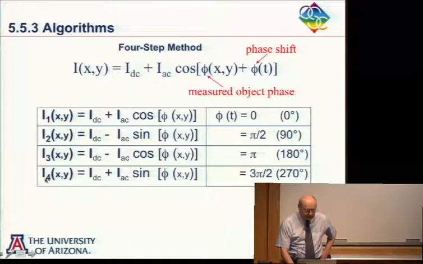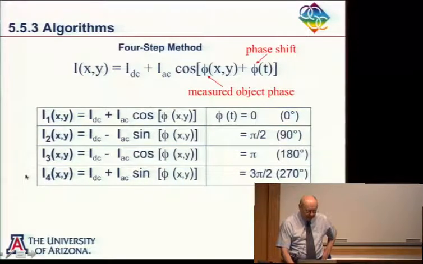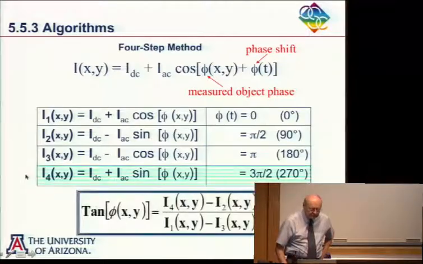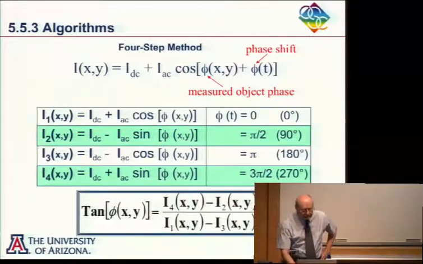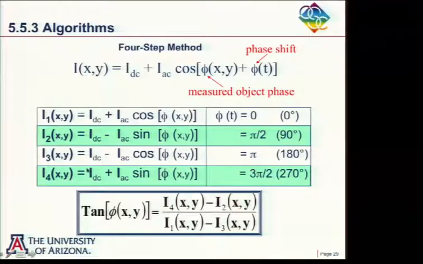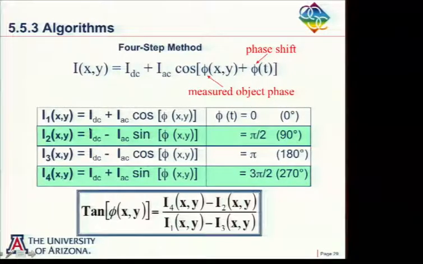So now this minus cosine becomes a plus sine. Again, this falls on our detector array, and we'll read that out and store it in memory. Now, for each detector point, I'm going to find the difference between I4 and I2. So the I sub DC's cancel, and I'm left with 2 I sub AC sine of the phase. And downstairs, I1 minus I3: I sub DC cancels, and I'm left with 2 I sub AC cosine of the phase. So we have the sine over the cosine, or the tangent of the phase. And that's it.